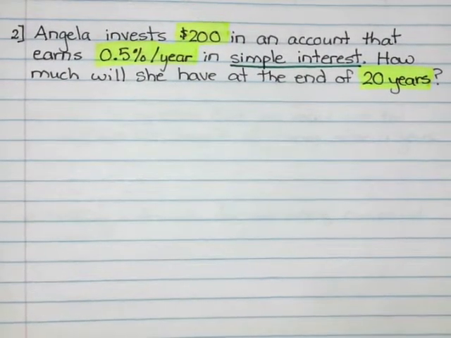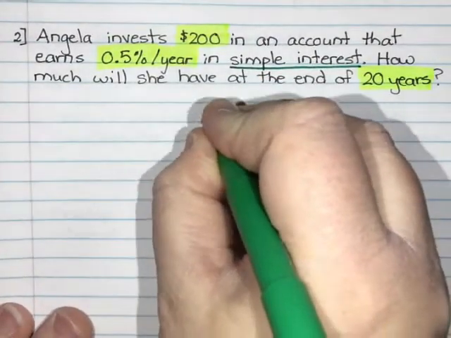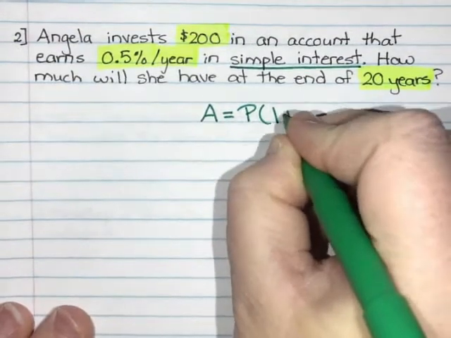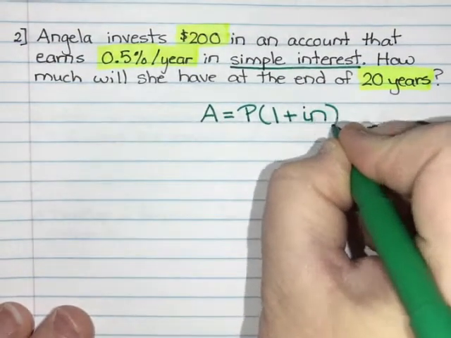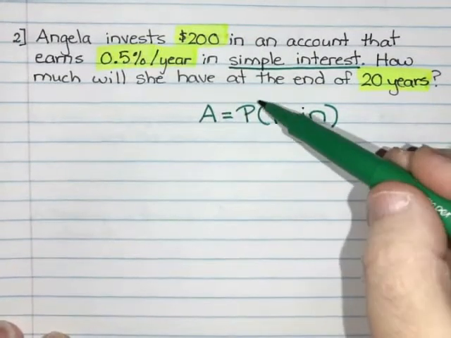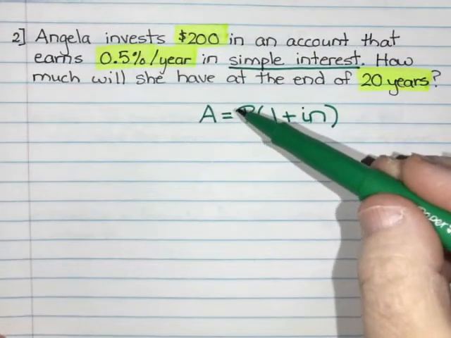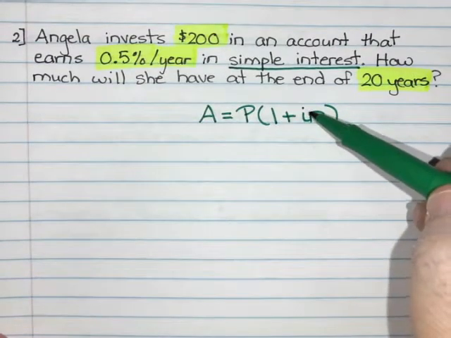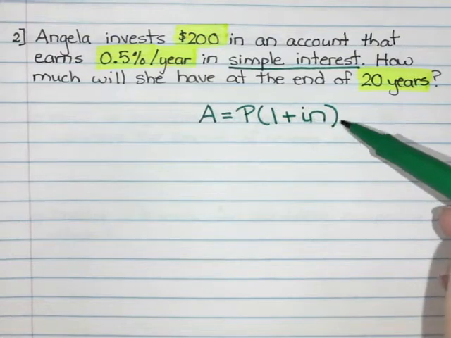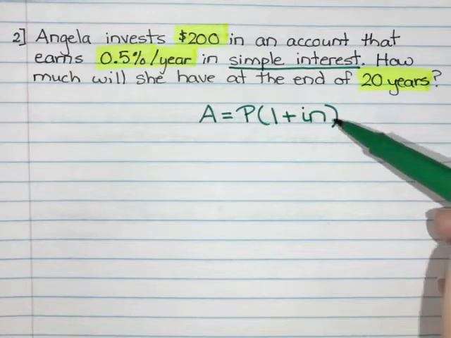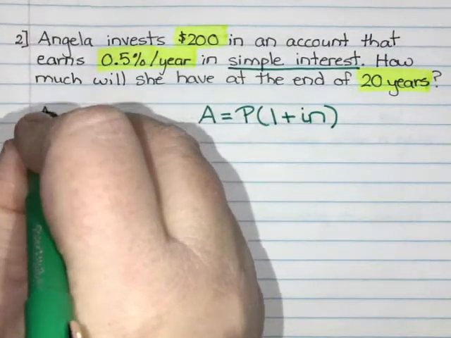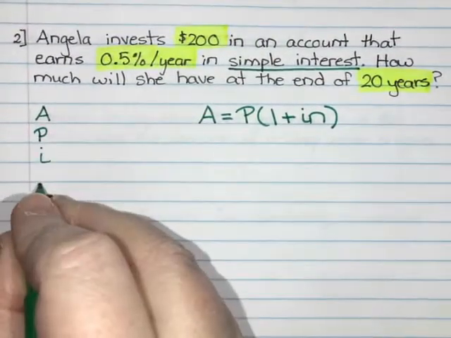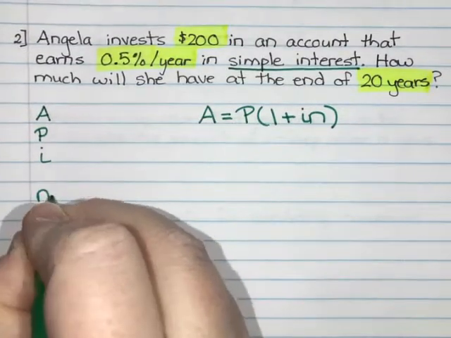So the formula for simple interest is A equals P times (1 plus IN). A is your final amount, P is your starting amount. It's called the principal. That's why it's the letter P. The 1 is just a 1. I is my interest rate, but it has to be divided by 100, and N is the number of years. I'm going to list all of these numbers down the side: A, P, I, and I'm going to leave an extra space because we have to do a little calculation with that, and then N.